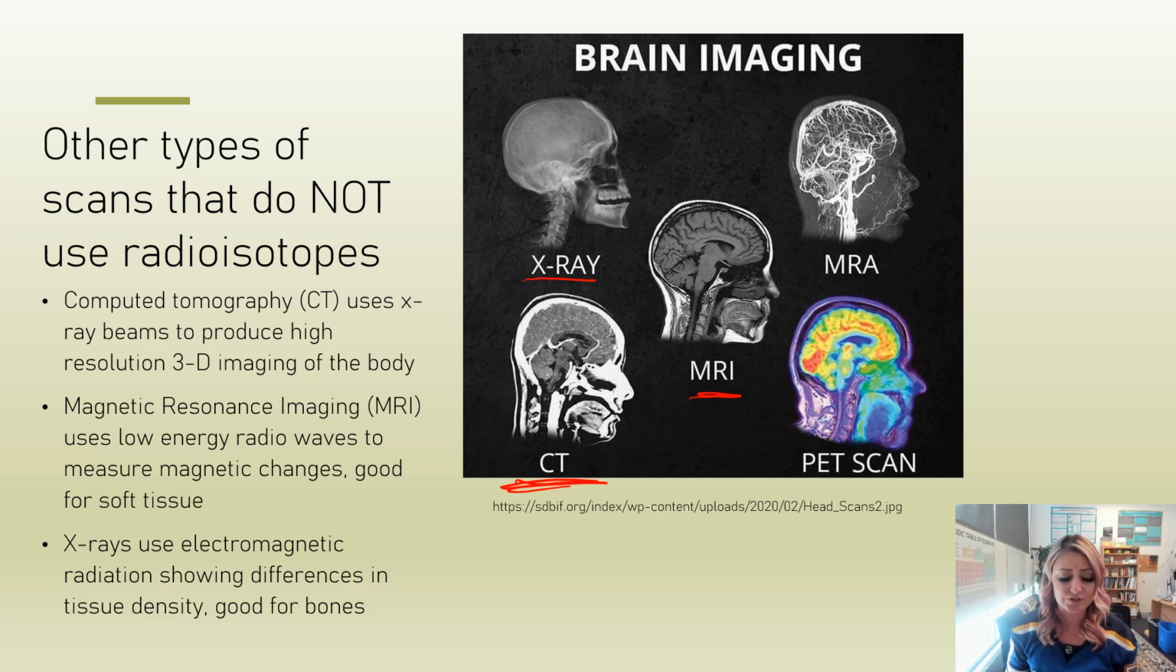They're using low energy radio waves to measure magnetic changes. These are really good for soft tissue. So if you have a soft tissue issue, I wish I could come up with a better way to stop rhyming that, but here we are. That would be the more appropriate scan. And PET scans are the only ones out of these that would require radioisotopes or nuclear chemistry.